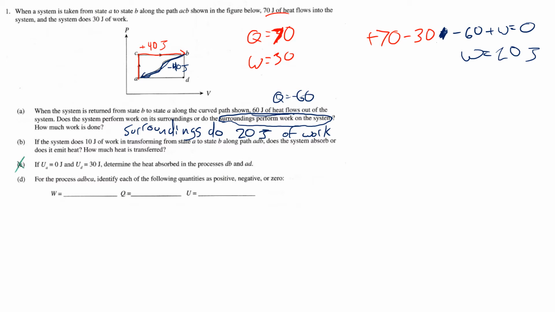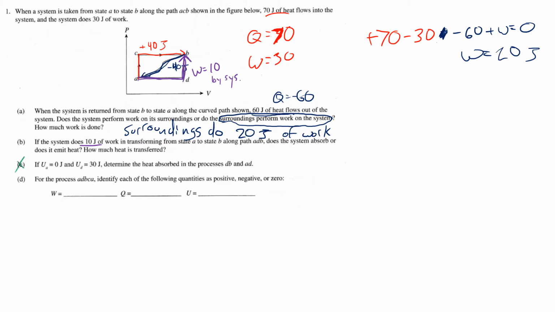If the system does 10 joules of work going from state A to state B along path ADB, so when we go this direction here, the system does 10 joules of work. So work is equal to 10, we'll say by system, just so we don't have to worry about this ambiguity at all. It's not ambiguous, it's just annoying.